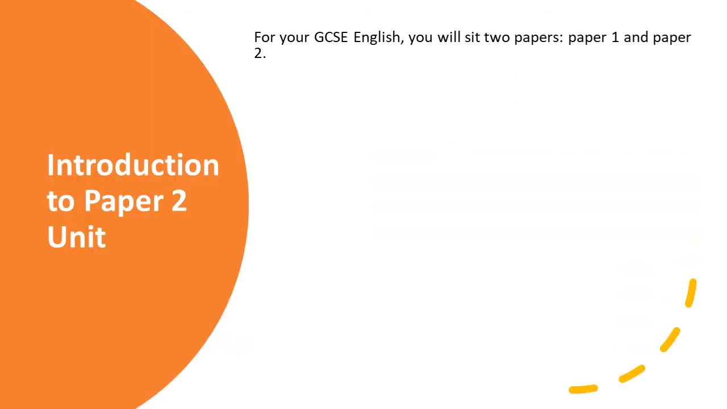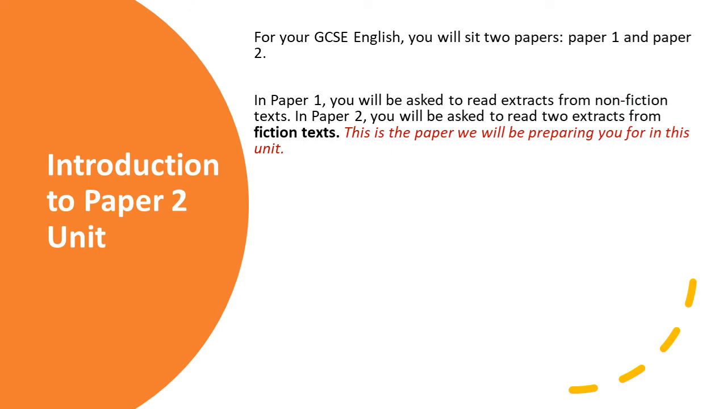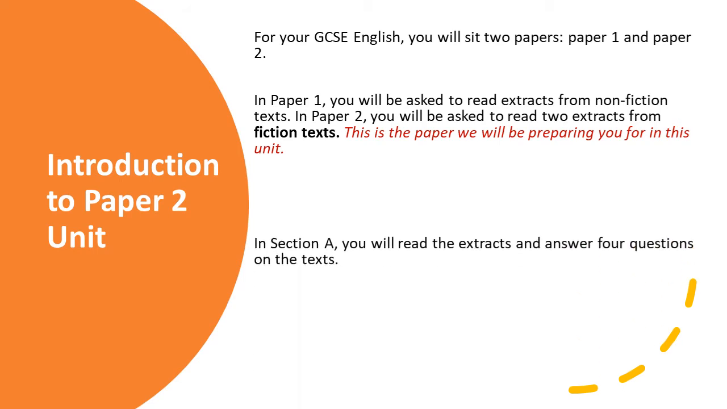Okay, so for your GCSE English, you will sit 2 papers, Paper 1 and Paper 2. In Paper 1, you'll be asked to read extracts from non-fiction texts. In Paper 2, you'll be asked to read 2 extracts from fiction texts. This is the paper we'll be preparing you for in this unit.